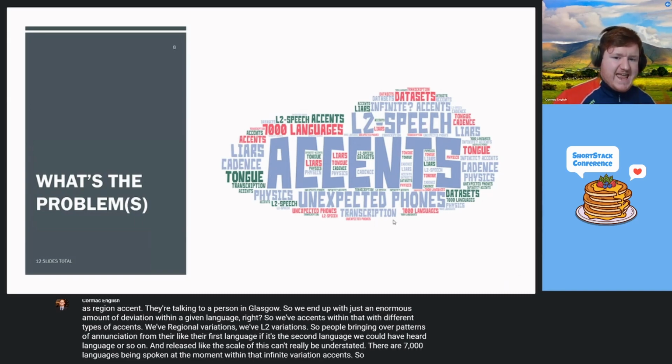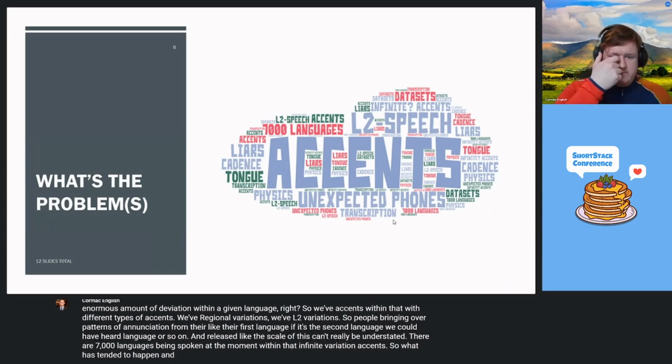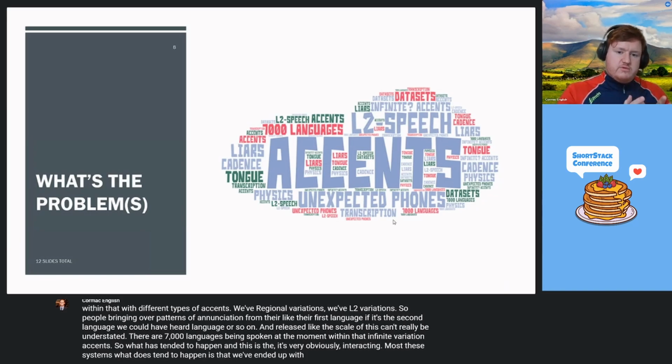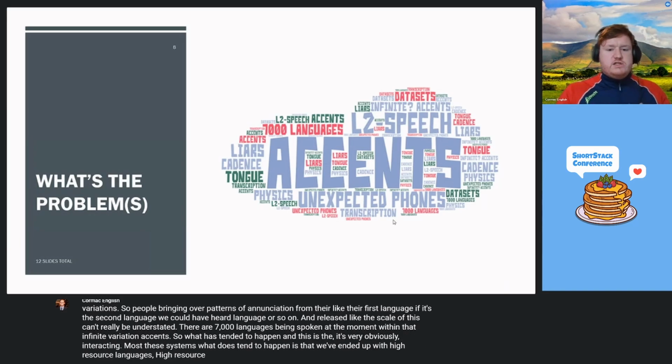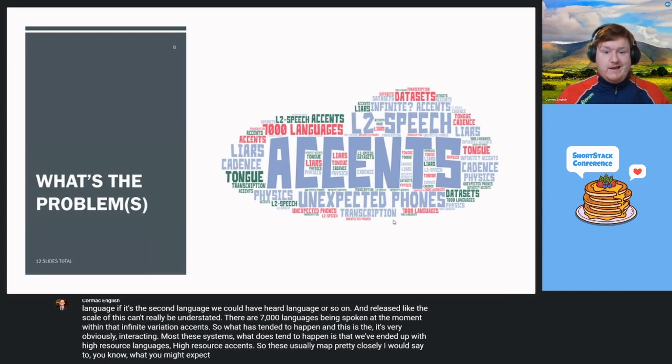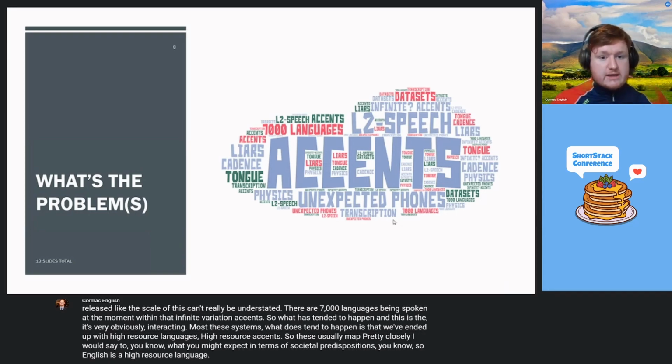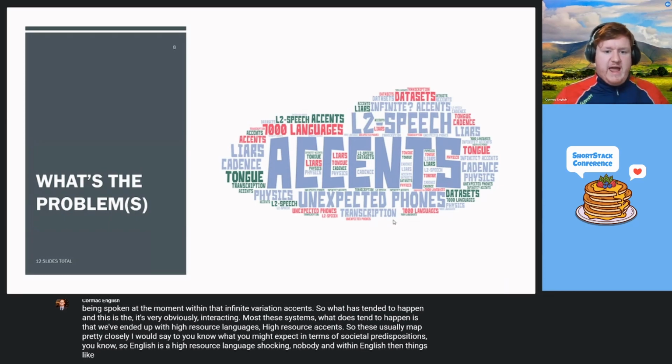So what has tended to happen, and it's very obvious when interacting with most of these systems, is that we've ended up with high resource languages, high resource accents. So these usually map pretty closely, I would say, to what you might expect in terms of societal predispositions. So English is a high resource language, shocking nobody. And within English, then things like San Francisco Bay accent, very high resource. A lot of American accents are very well recognized.